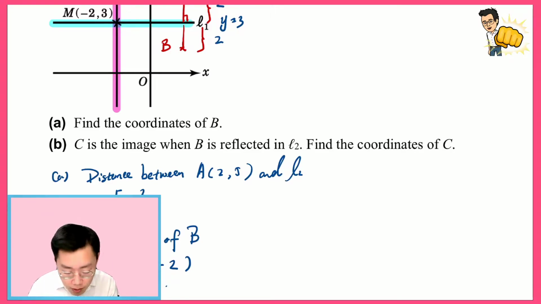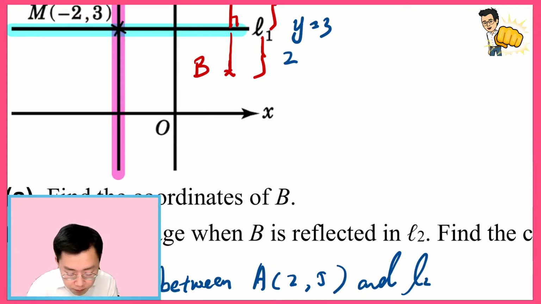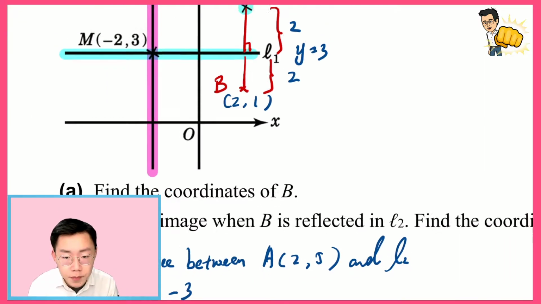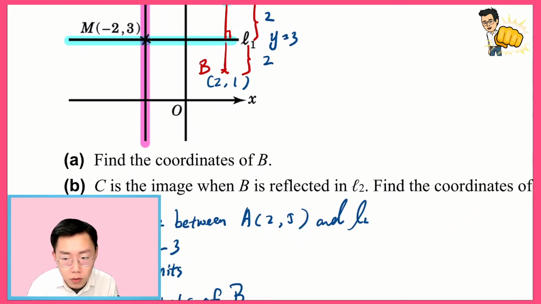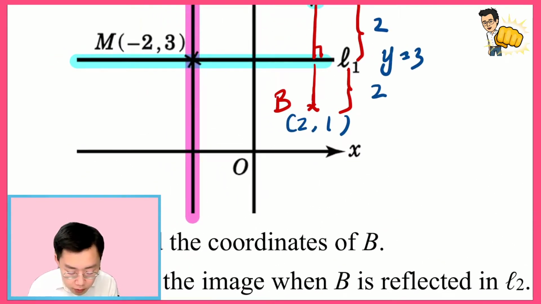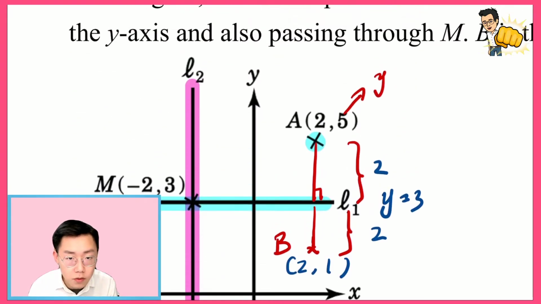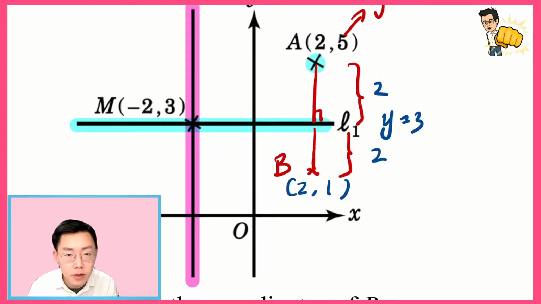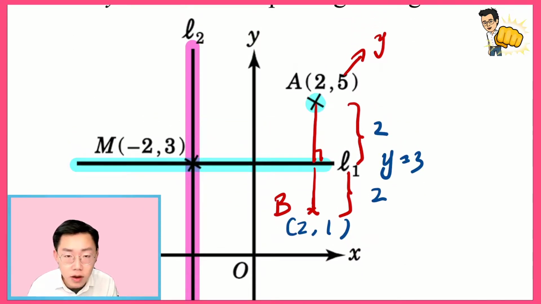And also from part A, we know the coordinates of point B. That should be (2, 1). That is the coordinates of point B, and the question asks us to find the coordinates of point C. Because point C is the reflection of point B along L2, as I mentioned before, we just consider L2 as the mirror.